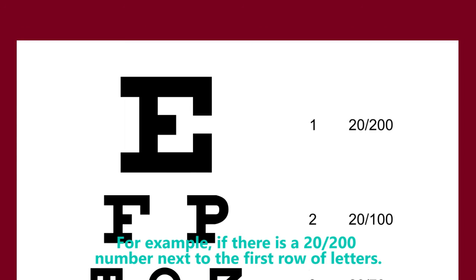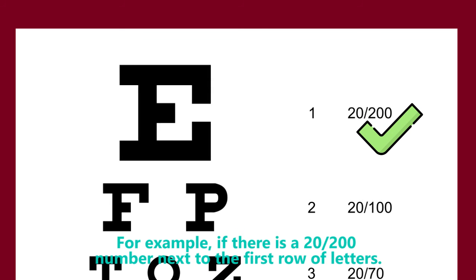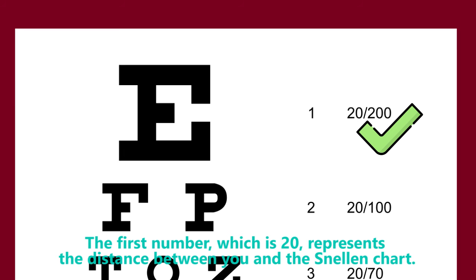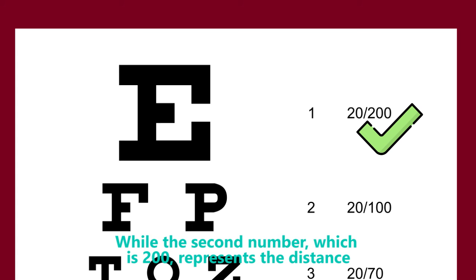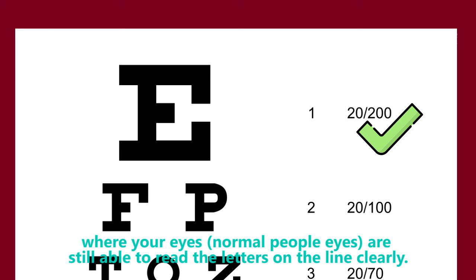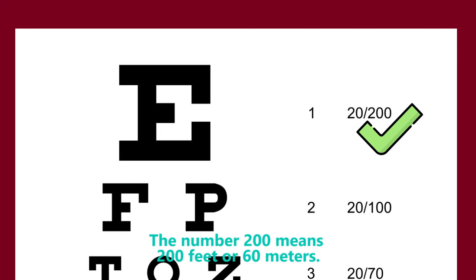if there is a 20 per 200 number next to the first row of letters, the first number, which is 20, represents the distance between you and the Snellen chart. Usually, your distance from the Snellen chart is 20 feet or 6 meters away, while the second number, which is 200, represents the distance where your eyes are still able to read the letters on the line clearly. The number 200 means 200 feet or 60 meters.